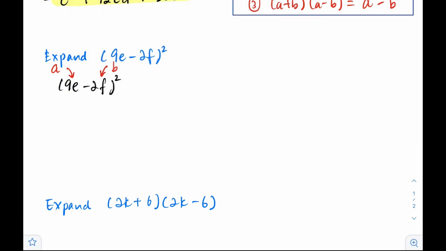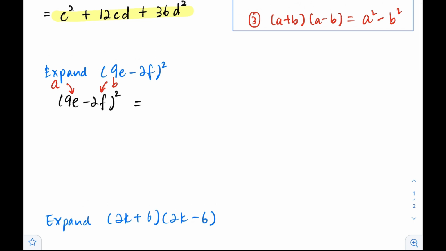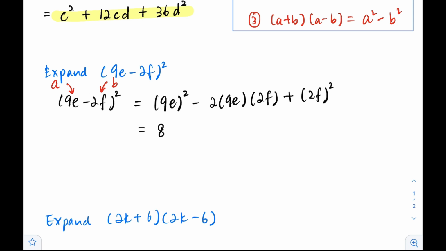So now if we apply our special algebraic identity, we are going to get a squared, which is 9e squared, minus 2 times a, again 9e, times b, which is 2f, plus b squared, which is 2f squared. So if I were to simplify this, 9e whole thing squared means again 9e times 9e. So I would have to square 9 to get 81. And I square e to get e squared.